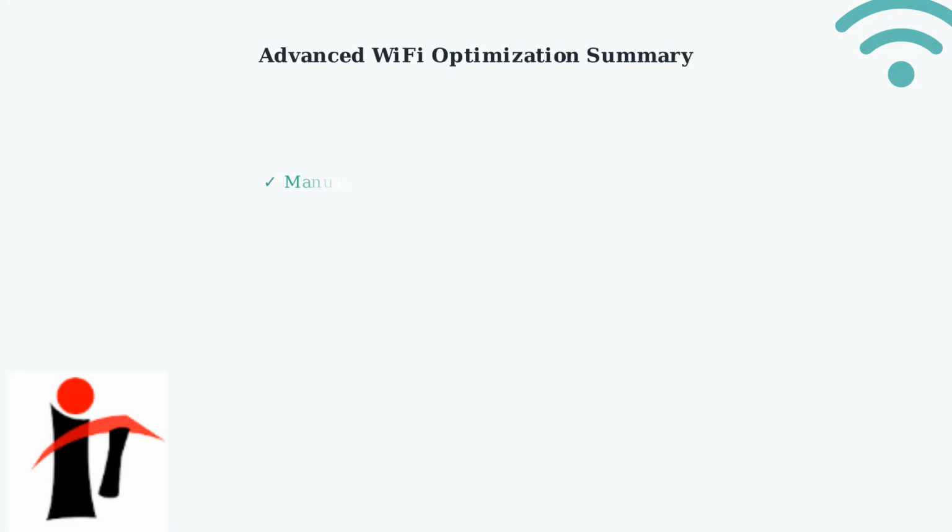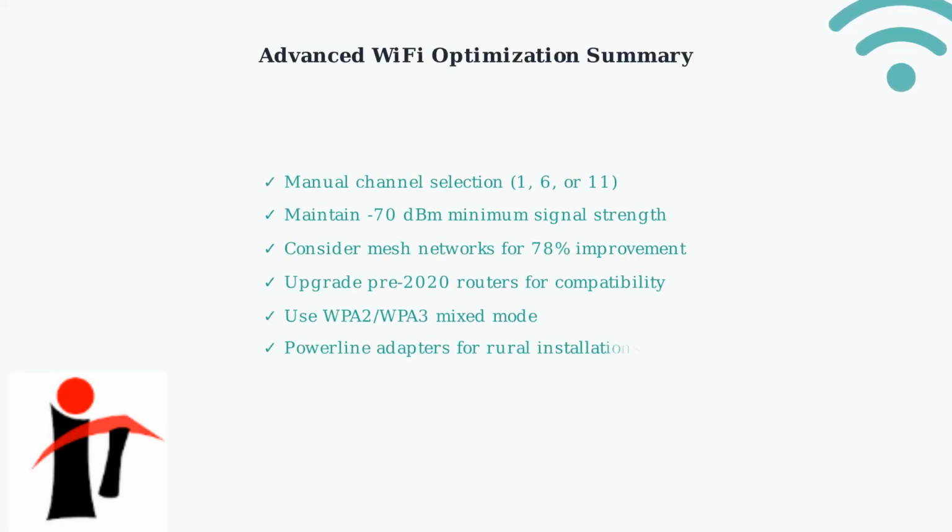These advanced optimization techniques address the most common connectivity challenges with EETV Box Pro. By implementing proper channel selection, ensuring adequate signal strength, upgrading network infrastructure, and choosing appropriate security settings, you can achieve reliable streaming performance.